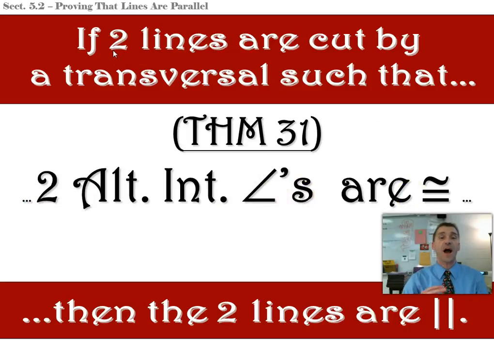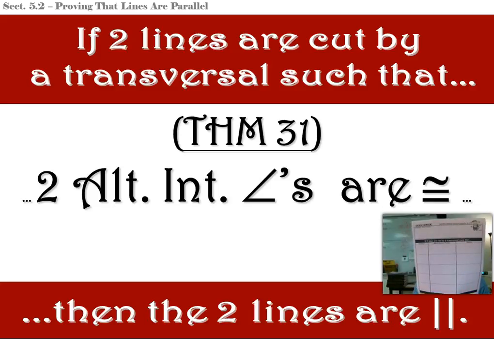So I'd read this entire theorem. You can look in your book too if this isn't working right for you. It says if 2 lines are cut by a transversal such that 2 alternate interior angles are congruent, then the 2 lines are parallel. That's the exact official whole entire theorem. But where it says official theorem in your graphic organizer, you can just put what's in black: 2 alternate interior angles are congruent.